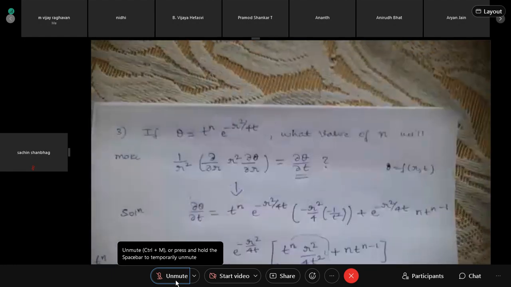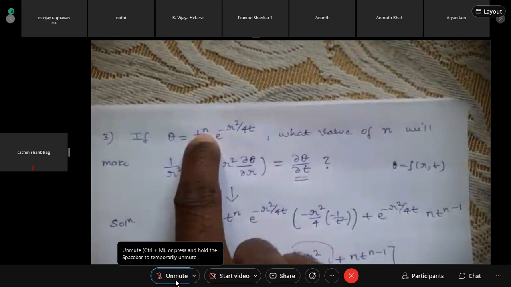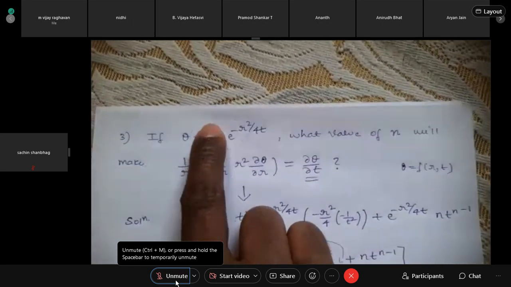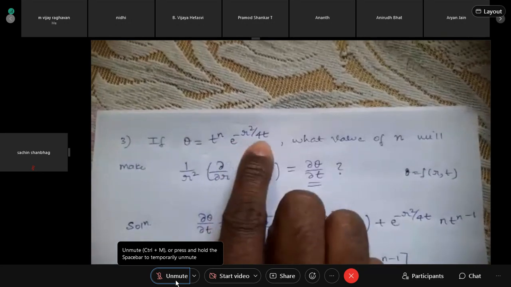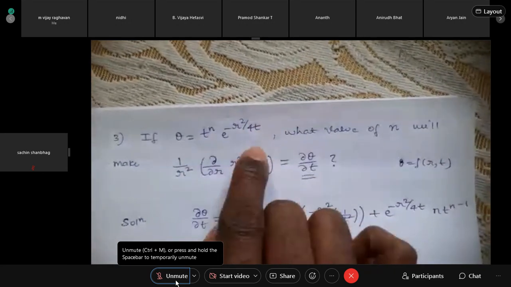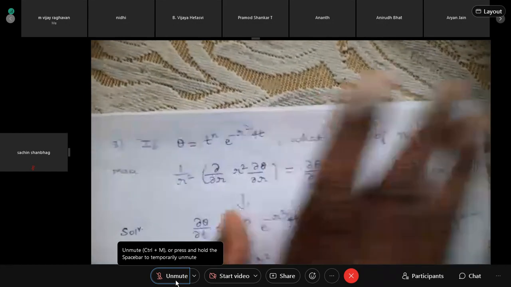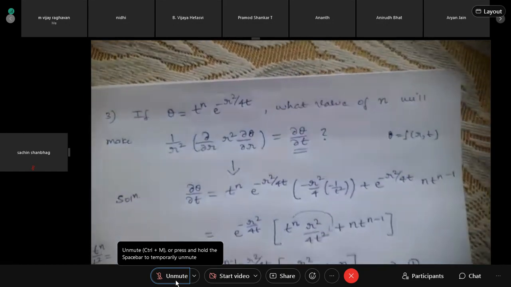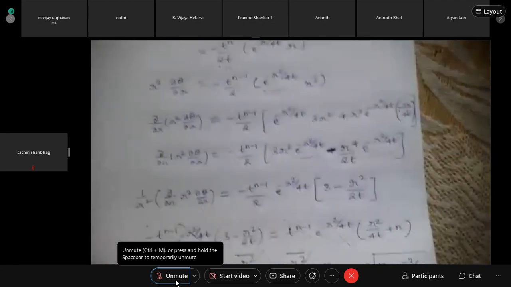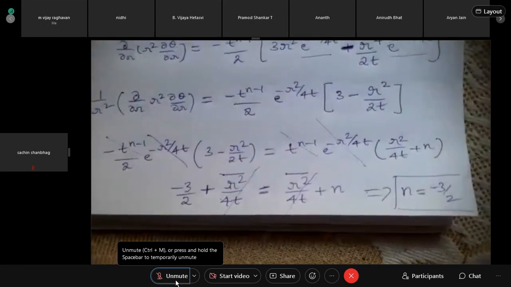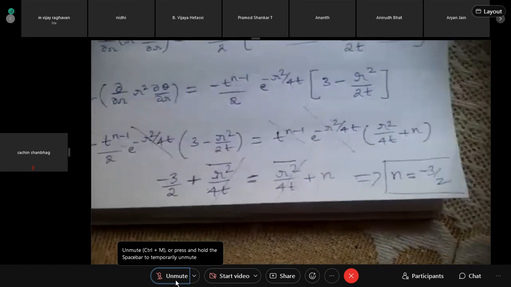Sometimes the same question will be asked by just giving the value of n as minus 3 by 2. You can refer to a few textbooks, they will write it as t to the power of minus 3 by 2 e power minus r square by 4t, or with some different variables. Instead of t, they may take it as x. Instead of r, they may take it as y, or some different independent variables they can use. But this is the procedure, nothing more than the differentiation rule. Just differentiation and simplification of this.